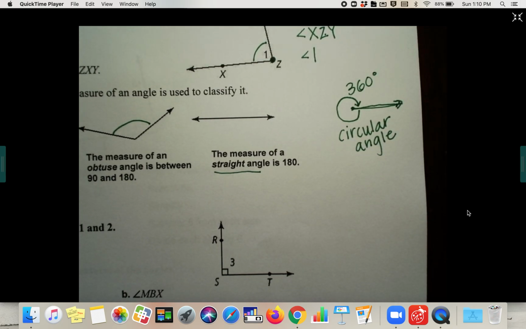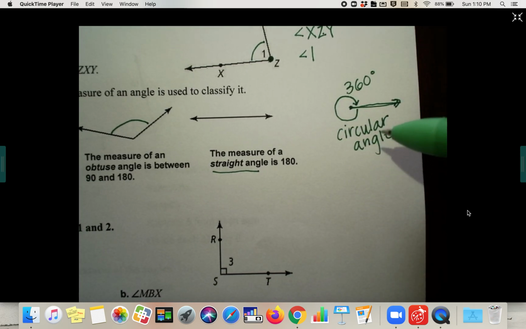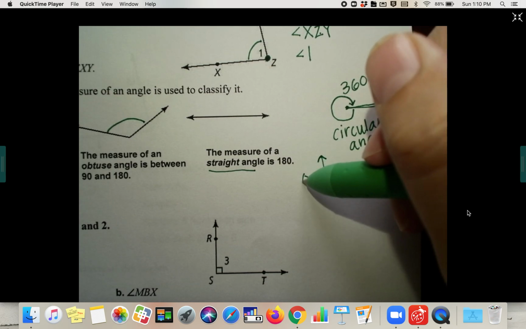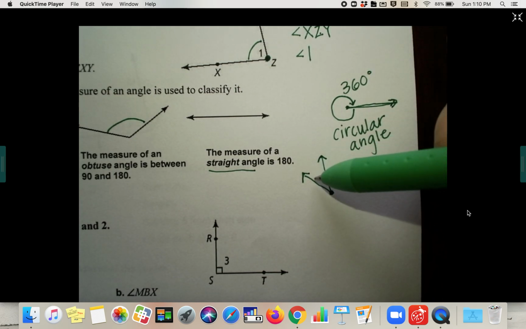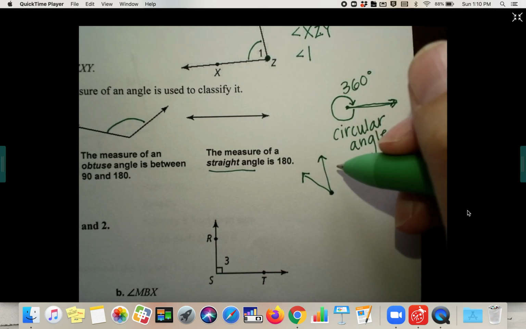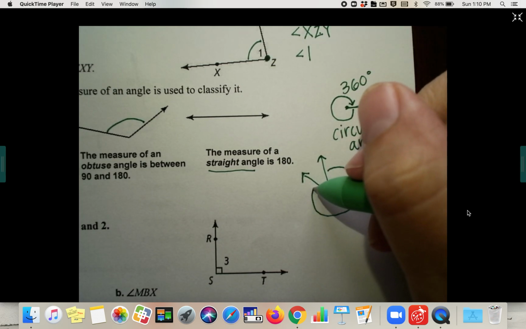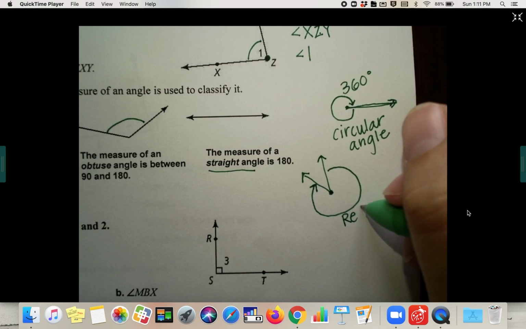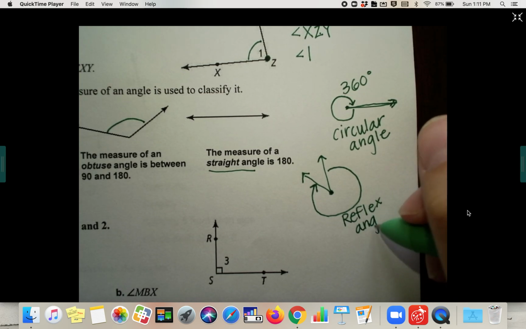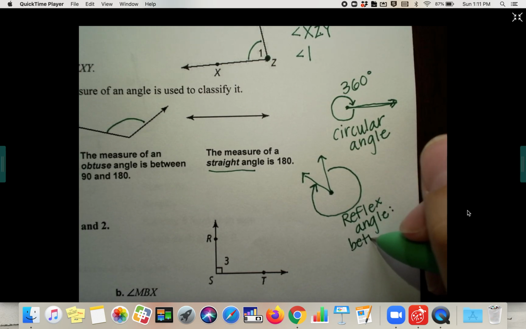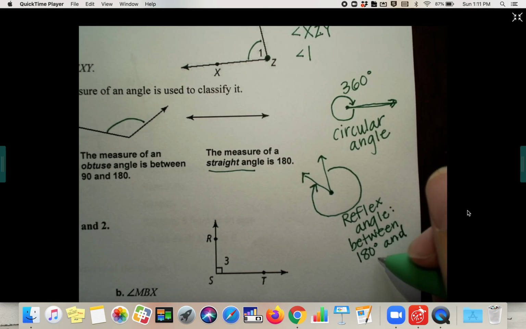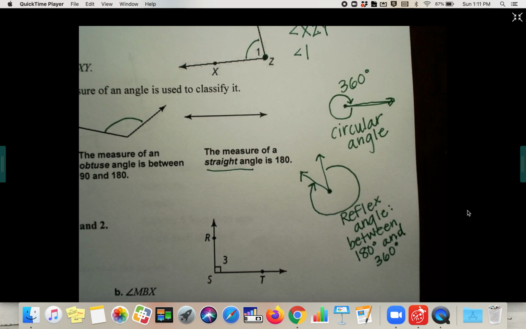Good. Okay, anything less than 360 but bigger than 180 is called a reflex angle. I'm going to add this to your notes too. Let's say I have an angle in here like this, but we're not measuring the acute part. We're measuring from here all the way around to here. That type of angle, between 180 and 360, is called a reflex angle. Again, it is between 180 and 360 degrees. So it's smaller than 360 but greater than 180.